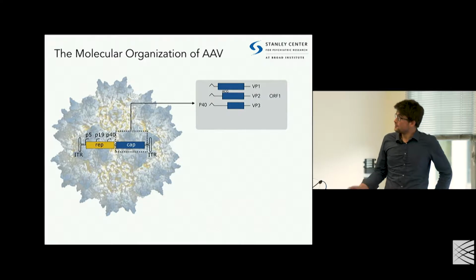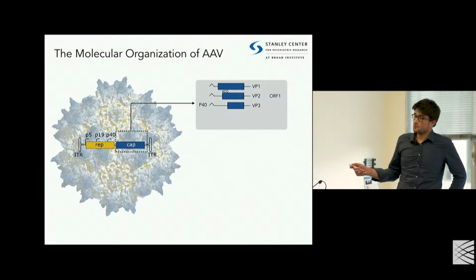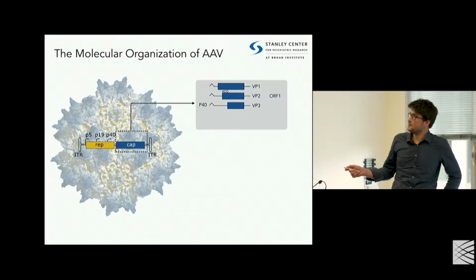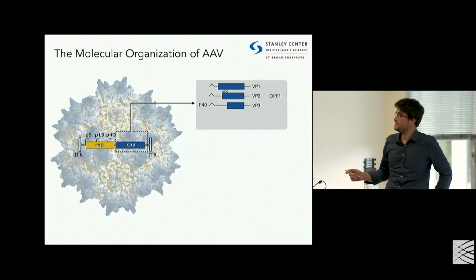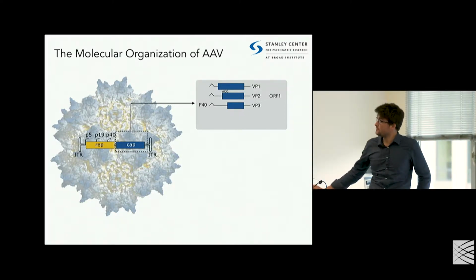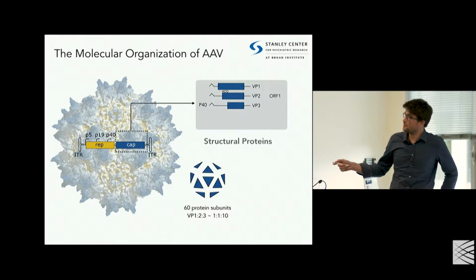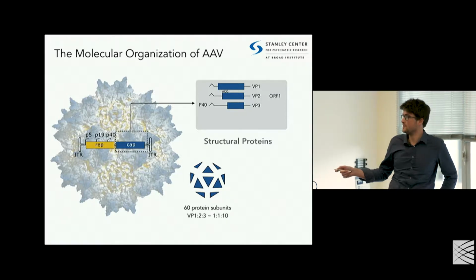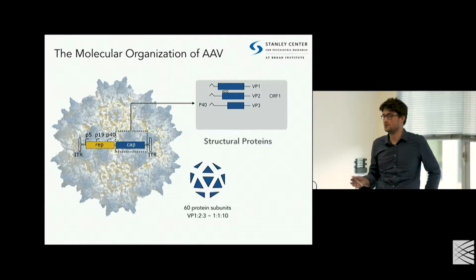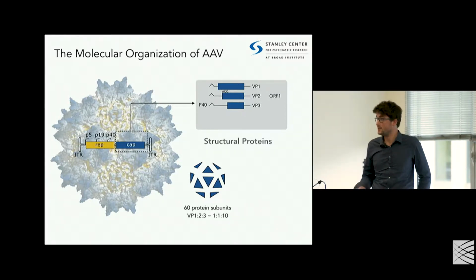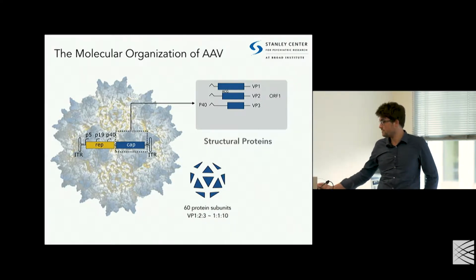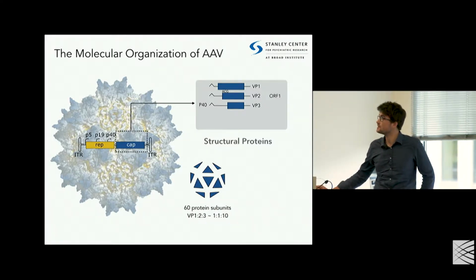Cap first encodes the three structural proteins, VP1, 2, and 3, that form the viral capsid right here. They are driven by the P40 promoter. You need 60 of them to form that viral capsid, and they are present at a ratio of approximately 1 to 1 to 10. So you need approximately 50 VP3, 10 VP1, and 10 VP2 to make one of those capsids.